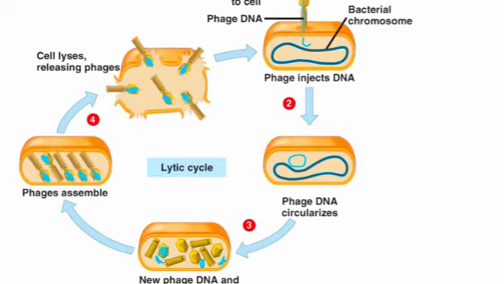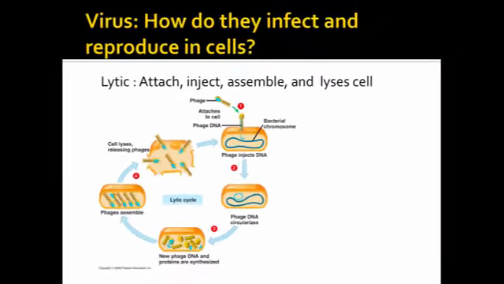So they're using the cell's machineries and its materials to build more little viruses. And then when it gets enough of them, they're going to assemble them all together, and then they lyse that cell, in other words, killing that cell, releasing all these newly made viruses to go out and attack more cells. That's the first way they can do it.